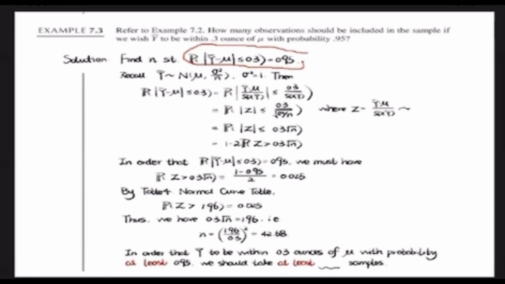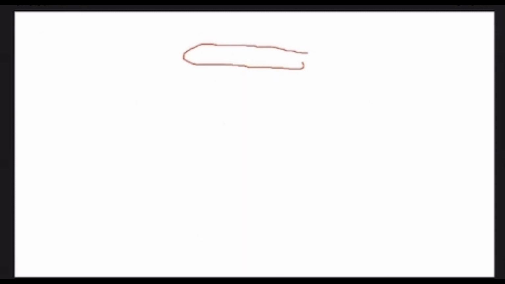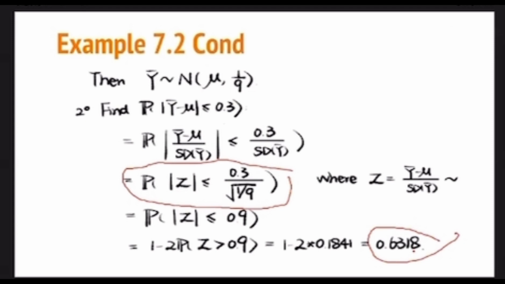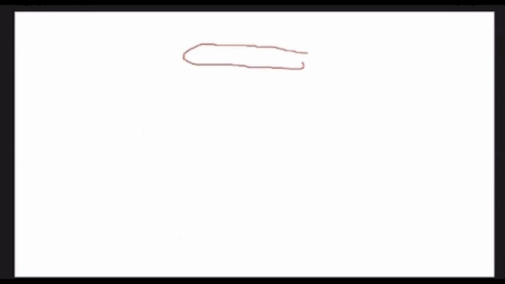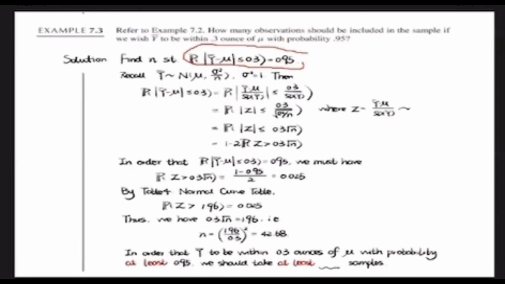If I want to increase my probability from 0.6318, then the sample size is going to go up. That's what I'm trying to find here: what the sample size is going to be. In the end, the sample size is 42.68. Then we round it higher, so I need a sample size of 43.